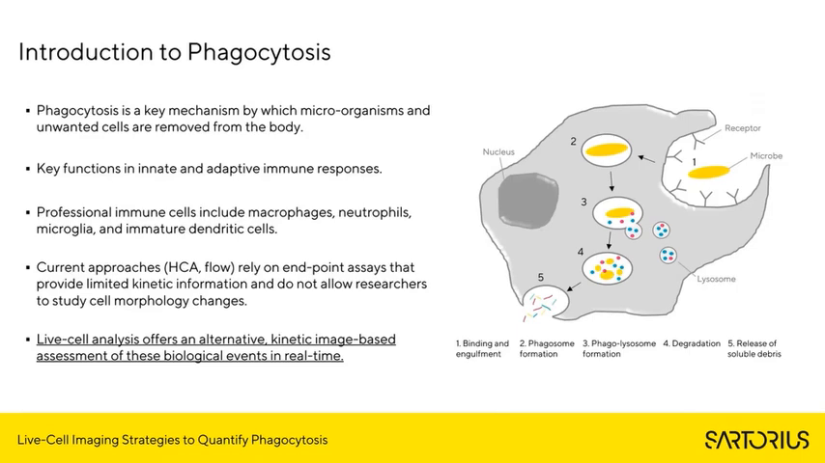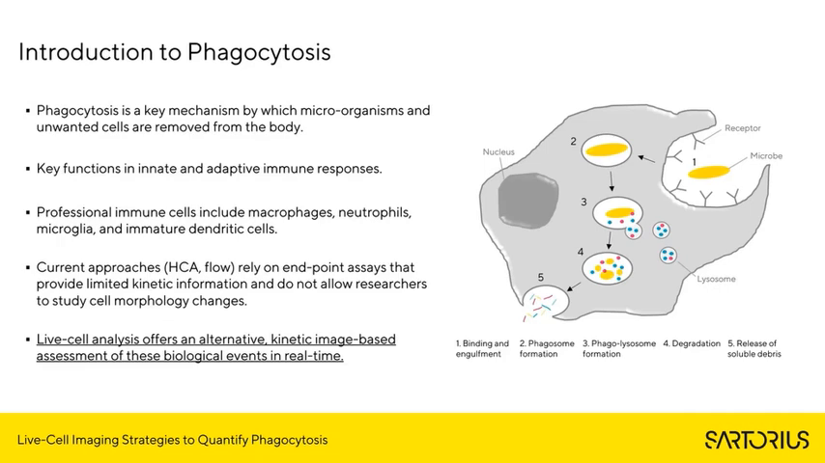Phagocytosis, a specific form of cellular endocytosis, is a key mechanism by which microorganisms, such as pathogens, and unwanted cells, such as foreign or dying ones, are removed from the body. It involves a complex set of processes, which I've illustrated here in the schematic on the right.